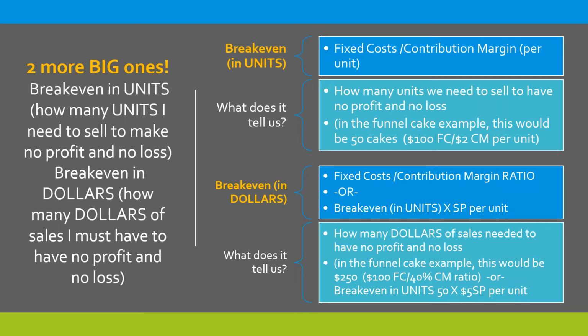So in the funnel cake example, if we had taken the fixed cost of $100, right, the registration for the state fair, and divided it by our 40% contribution margin, and be careful, in decimal terms, this is 0.4, we would have gotten $250. Or I could have just taken the number of units, like break even in units, which we decided was 50 units, and multiplied by the selling price per unit. If you remember, we sell these for $5 a piece, and we would have also gotten $250.